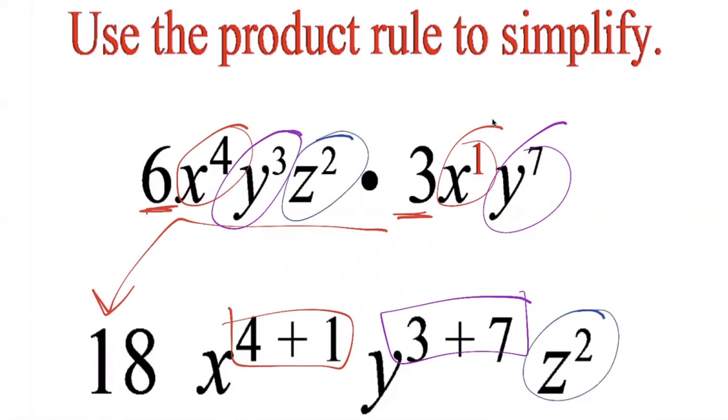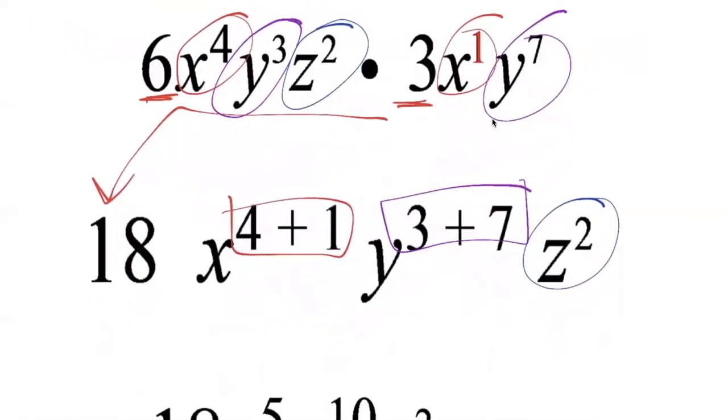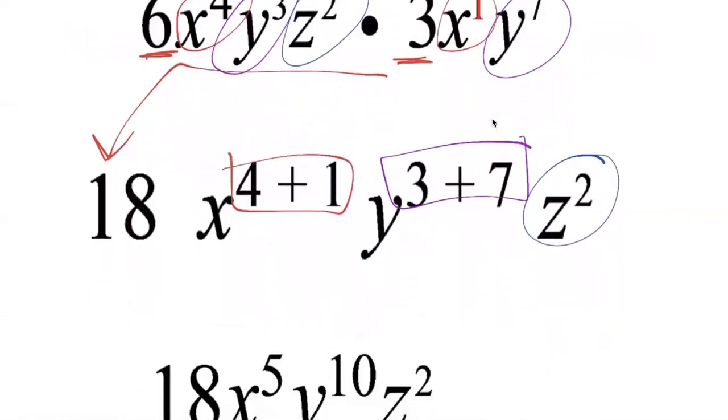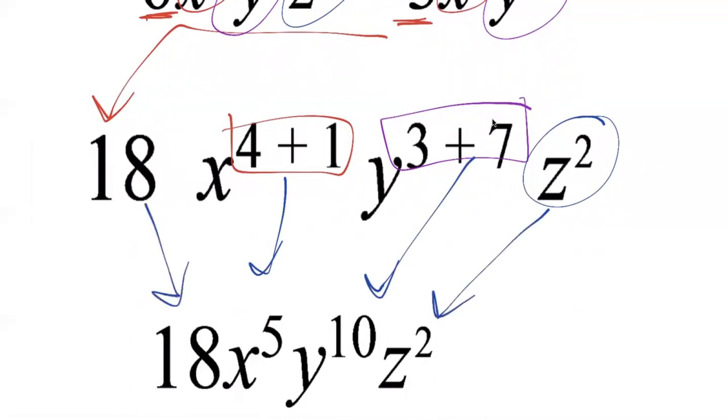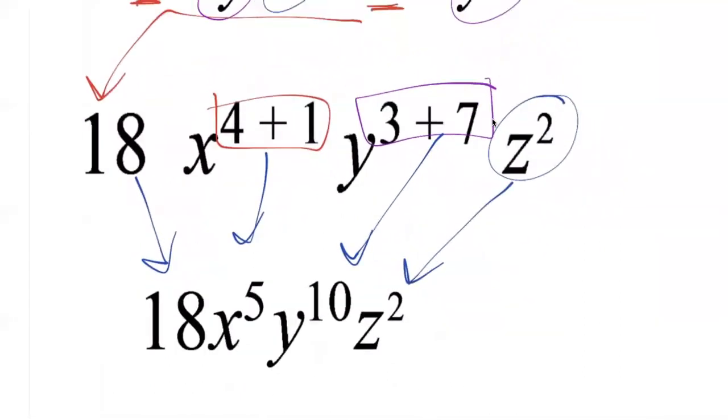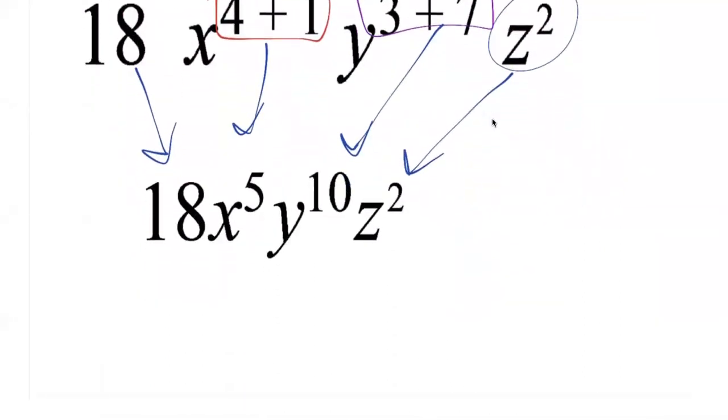So the one that's definitely not going to change is the z because there's only one of them. But as we practiced in the previous one, all you have to do for your x and y values is simply add the exponents. So 4 plus 1 is how we end up with 5, and 3 plus 7 is how we end up with 10. Again, the z value didn't change, and then we got 18 because it was 6 times 3. So that's just a pretty straightforward one. Again, there's going to be some practice problems like that that I will assign.